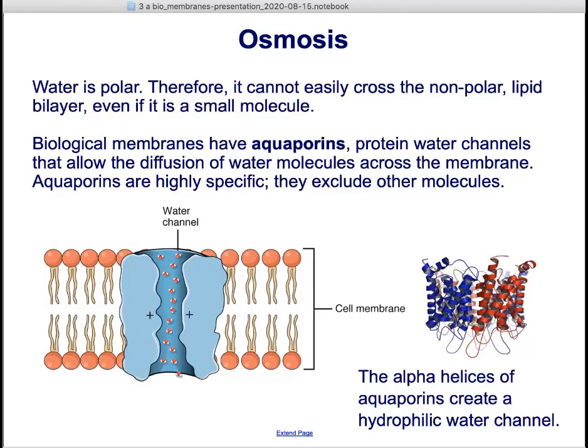Water is polar, therefore it cannot easily cross this non-polar lipid bilayer, even if it is a small molecule. So biological membranes have these aquaporins. These are protein water channels that allow the diffusion of water molecules across the membrane. Aquaporins are highly specific. They exclude other molecules. These alpha helices of the aquaporins create a hydrophilic water channel, so this water can pass through the cell membrane.